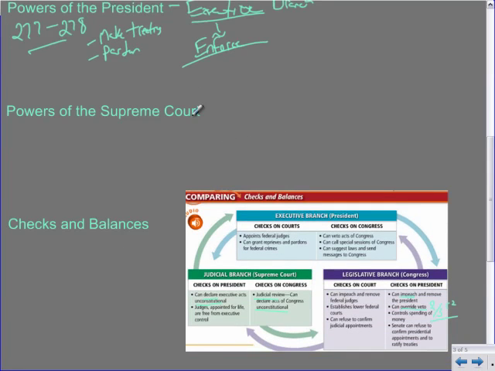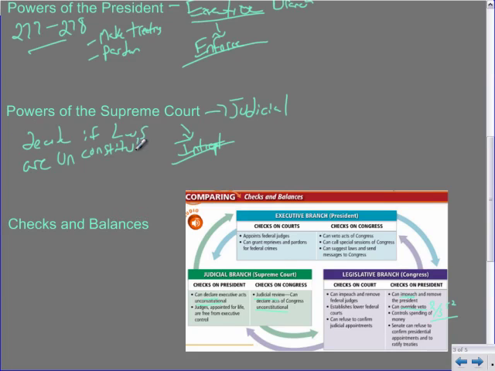The last thing here with the branches is the Supreme Court. We're looking at the judicial branch now. They interpret the laws, or kind of figure out what they mean. They use judicial review, which is something that we'll talk about here in a little bit, but they basically decide if things are unconstitutional. So the Supreme Court decides if laws are unconstitutional. They interpret the laws, all that kind of stuff.